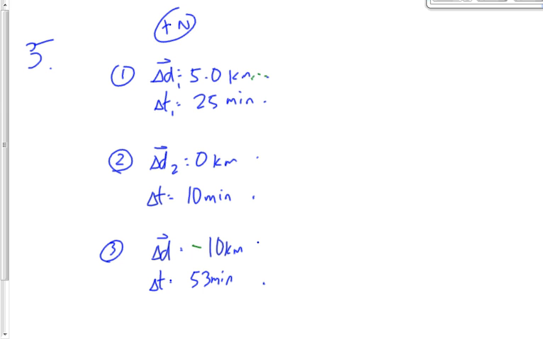V equals d over t for this one. Add them up, divide by 3, right? Average them out. That doesn't work. We've got to find the average displacement, the average velocity. We've got to take the total displacement over the total time.